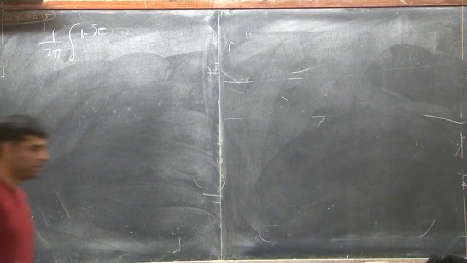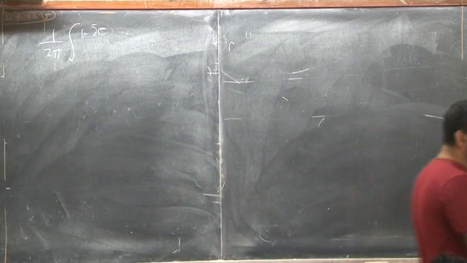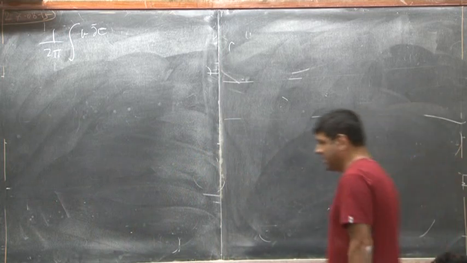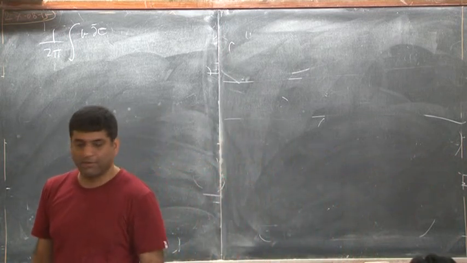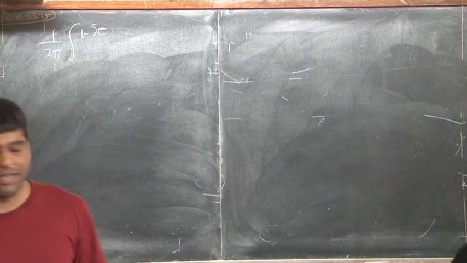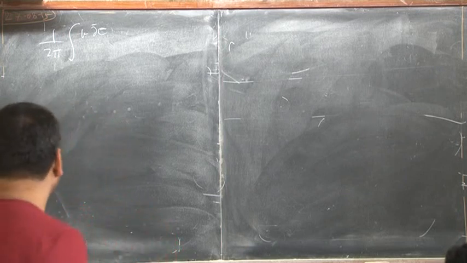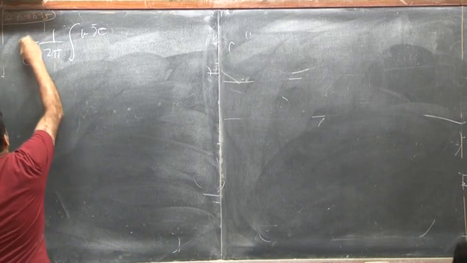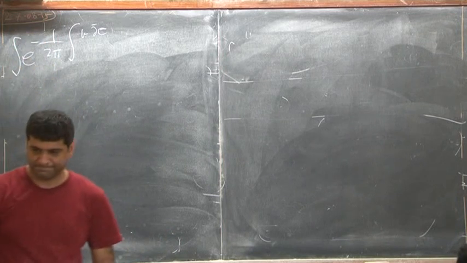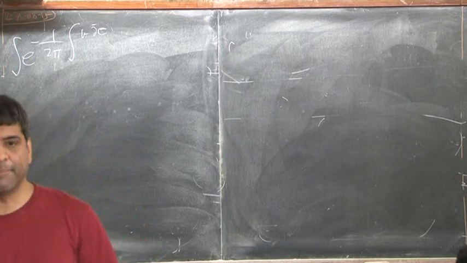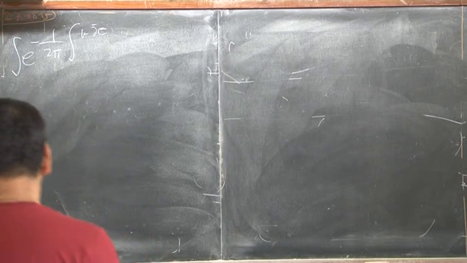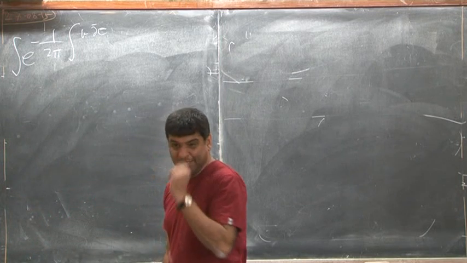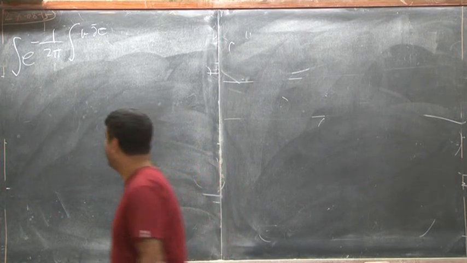If you remember, the first calculation we did when we studied the free boson was to compute the two point function of x with x using the Schwinger-Dyson equation. Let's do the same thing. So our Euclidean path integral has e to the power minus this action.